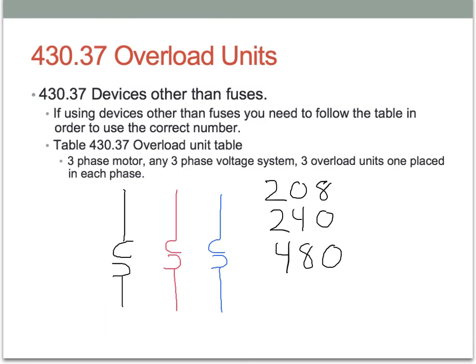One thing to keep in mind for three-phase overload units, I've got 3 legs of them drawn here. So we've got a black phase, a red phase, and a blue phase. We're looking at one of these 3 voltages as a possibility as far as three-phase voltage. So anytime we're doing a three-phase motor, any three-phase voltage system, 3 overload units are going to be used, and 1 is going to be placed in each phase. So 1, 2, 3 units, 1 in each phase.